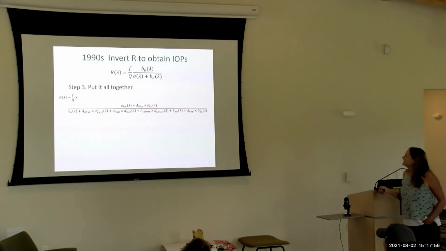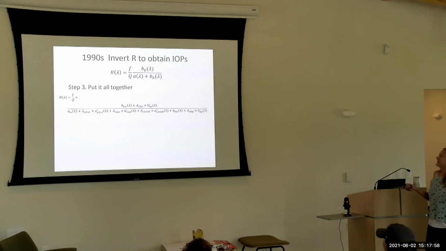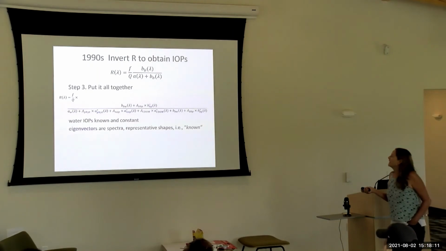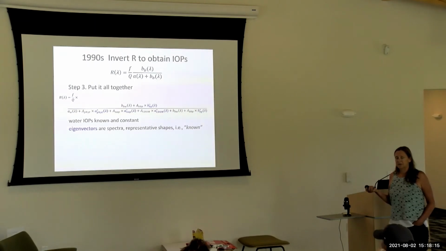All right, so we put it all together. I just did it in terms of components, and you see that it's very complicated. The waters are known: absorption by water and backscattering by water. The eigenvectors are the spectra associated with each component, and we say that we know them. We can measure phytoplankton absorption, normalize it to chlorophyll, and use that.